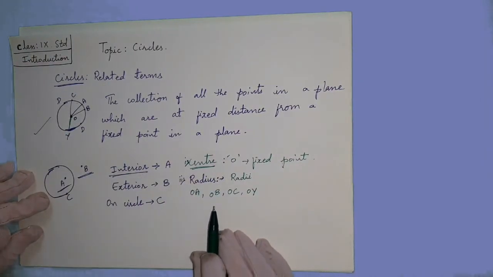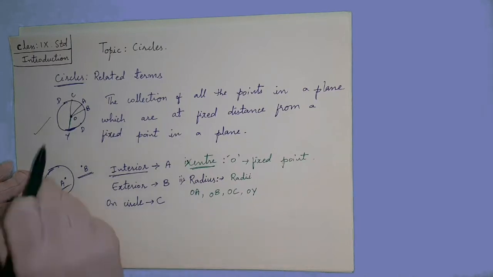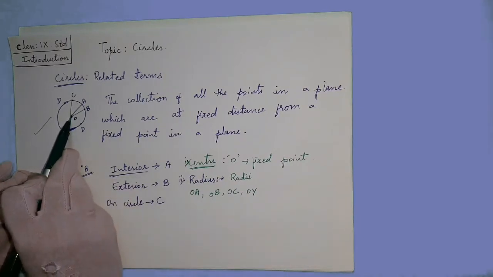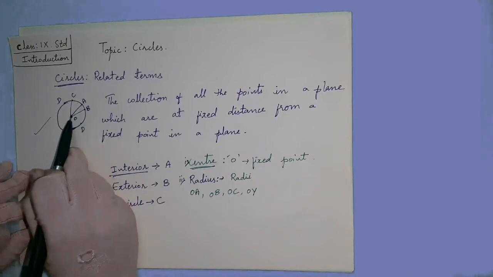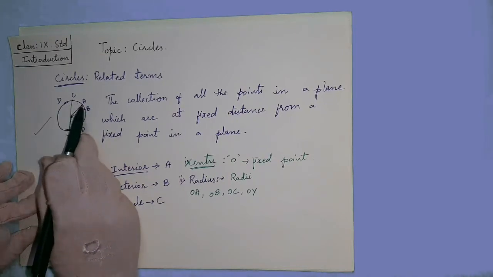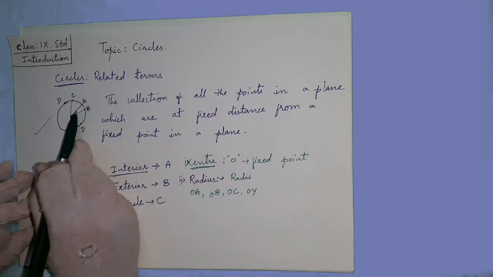So what do you mean by the radius? It is a line segment from the center of the circle to any point on the circle. आपके सेंटर से सर्कल तक जो आप लाइन ड्रॉ कर रहे हो, that line is called as radius.